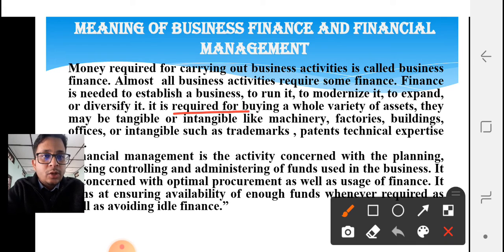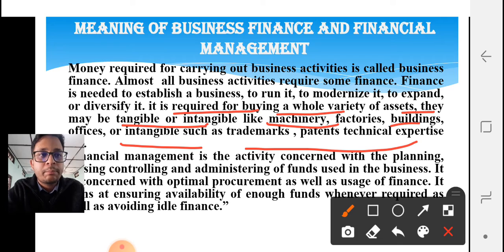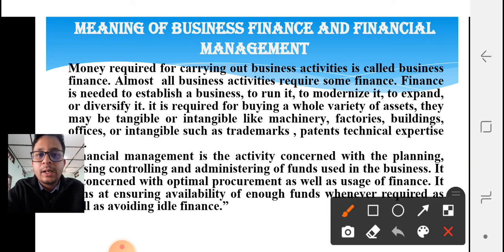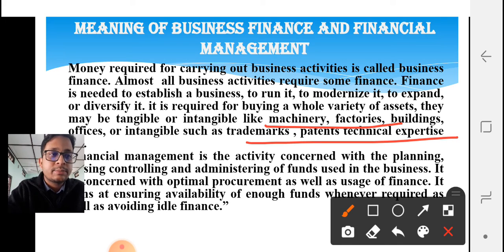Next you see, it is required for buying a whole variety of assets. They may be tangible or intangible: tangible like machineries, factories, buildings, offices, or intangible like your trademark, patents, or technical expertise, etc. Now you see why finance is required. It is required for buying any tangible assets like machineries, factories, buildings, lands, etc. Along with those tangible assets, business finance is also required to maintain intangible assets or intangible properties like your trademark, patent, technical expertise, etc.